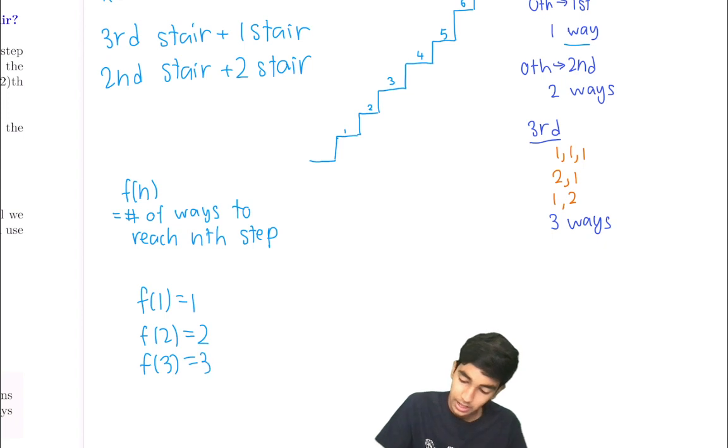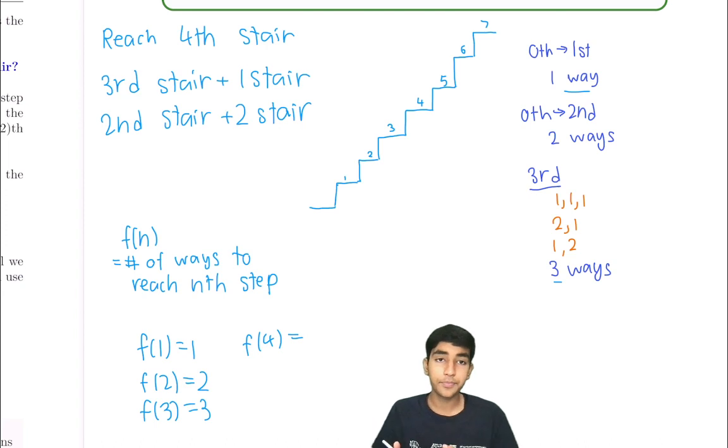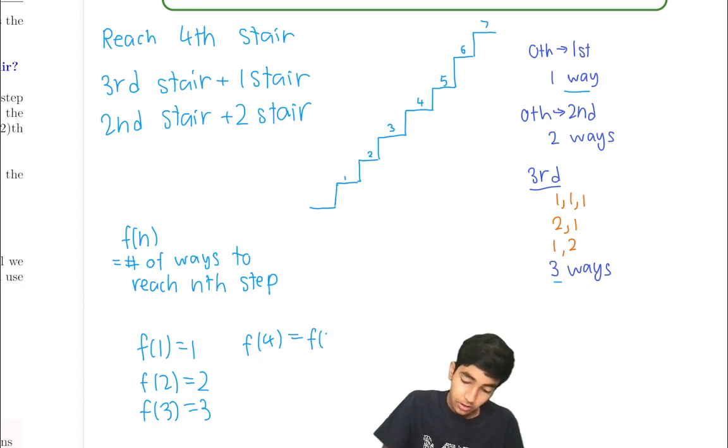We just discovered that. F of 4, well, we don't know that yet, but we came up with these two cases, right? So f of 4, how many ways are there to reach the third stair? There's 3 ways, or let's just say f of 3 for now. So there's f of 3 ways to reach the third stair.